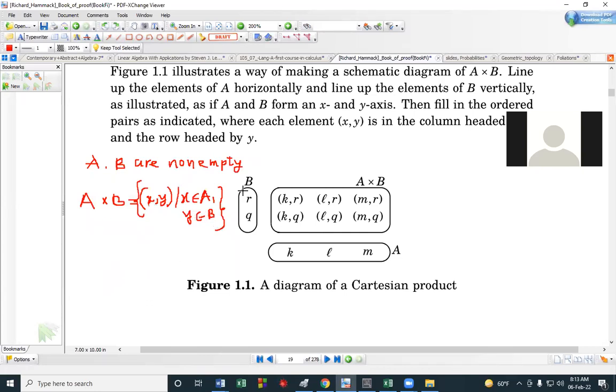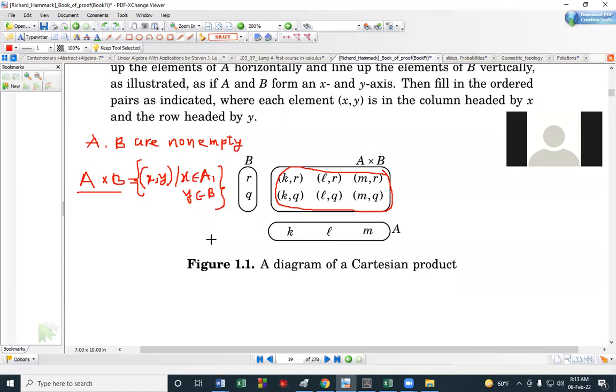So for example, let B be the set that contains the letters R and Q, and A be the set that contains the elements K, L, and M. Then A cross B is the set of all of these ordered pairs. The first element is coming from the set A. So the possible values of X are K, L, and M, and the possible values of Y are R and Q.